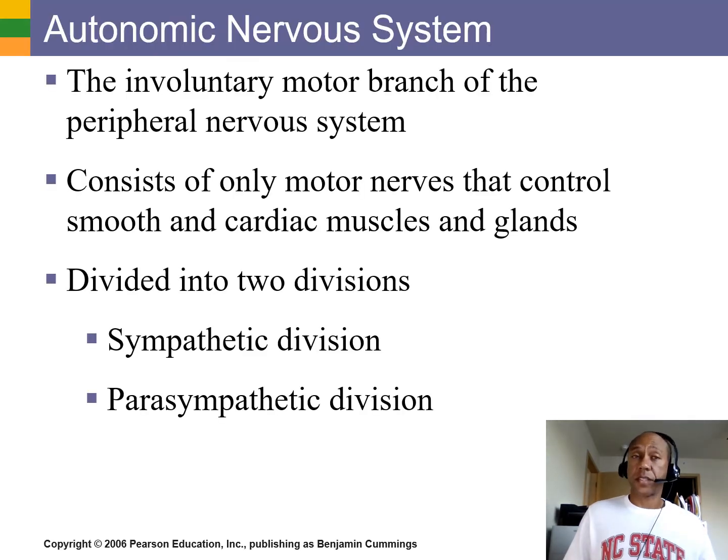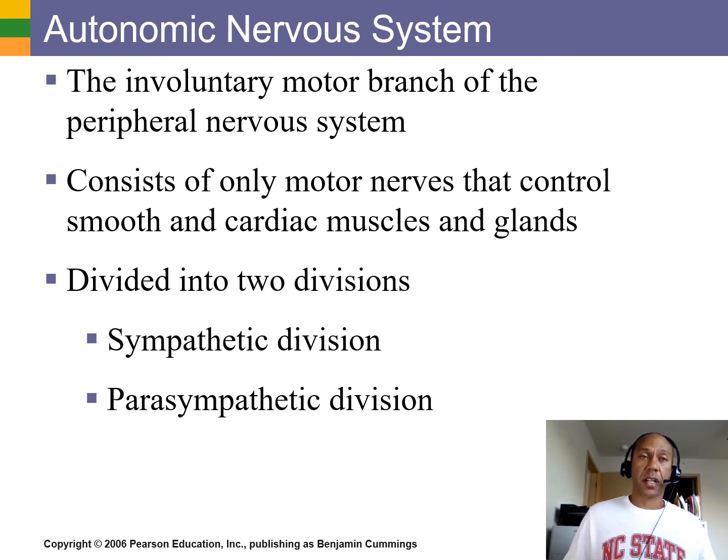The autonomic nervous system is the involuntary motor branch of the peripheral nervous system. It consists of only motor nerves that control smooth muscle, cardiac muscle, and glands. Let's contrast that with the somatic motor nervous system, which controls skeletal muscle. So here we are focusing on the motor nerves that control smooth muscles, cardiac muscles, and glands. The autonomic nervous system is then divided into two divisions, the sympathetic division and the parasympathetic division.